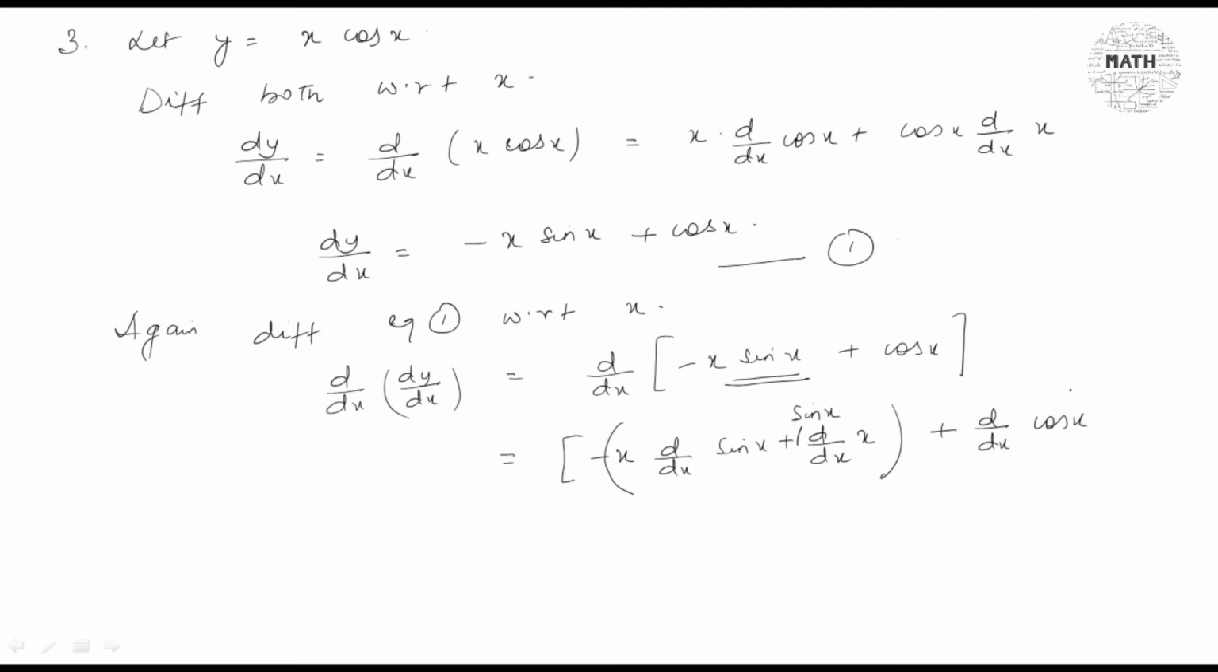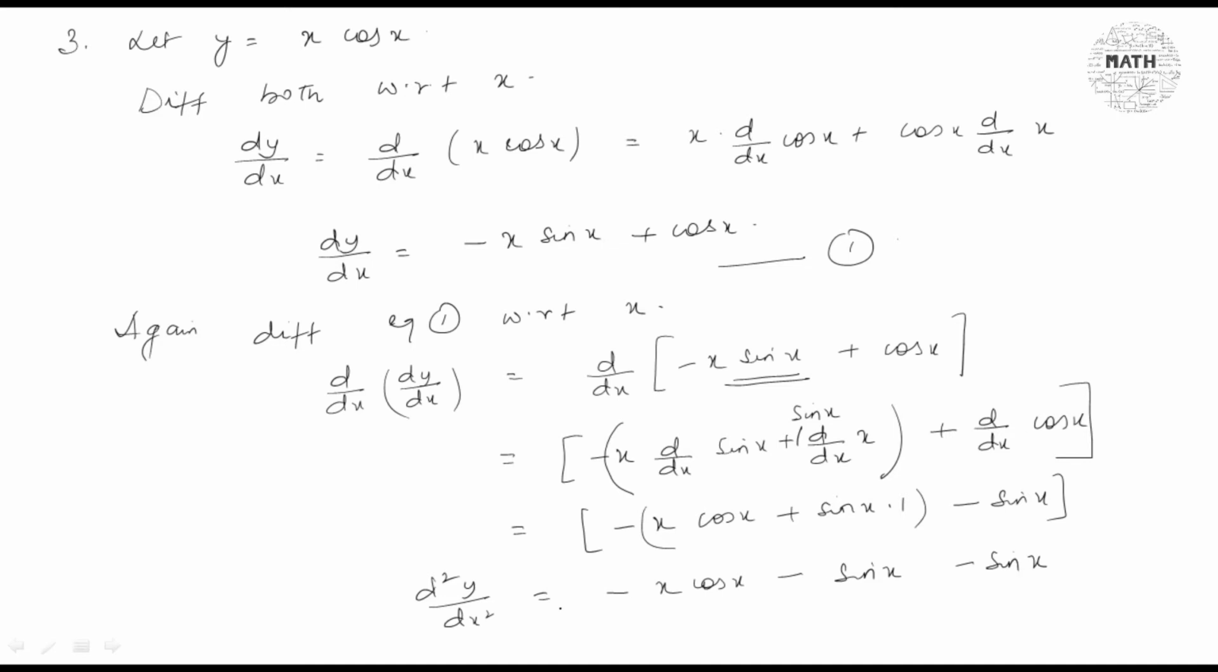You should close the bracket over here, and then I'll get this one. So I'll get the answer, nothing more than minus x cos x in bracket plus sine x into 1, again minus sine x. So in short, your d square y by dx square is nothing more than minus x cos x minus sine x minus sine x. If I take the minus common, that will be nothing more than x cos x plus 2 sine x, and that's your answer.